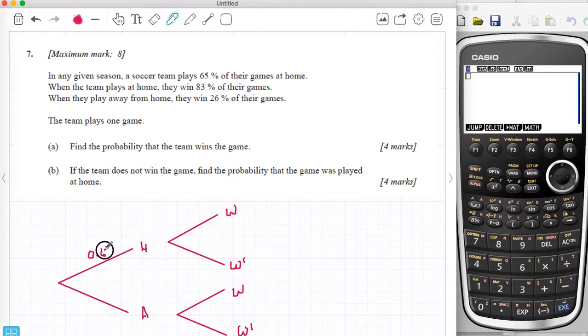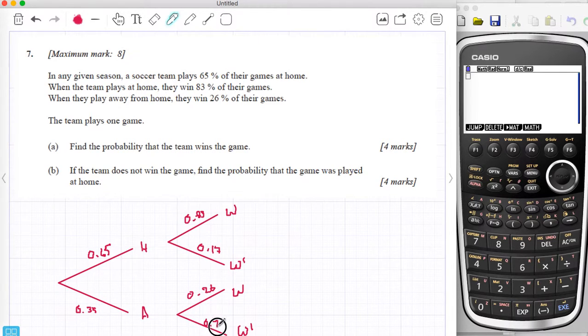If they play 65% of their games at home, that's 0.65. They win 0.83 at home. When they play away, they win 0.26. So I've filled in everything from the question. Now I'm going to fill in everything that I know must happen. So this must be 0.35, to add together to give 1. This is 0.17. And this one here is 0.74.